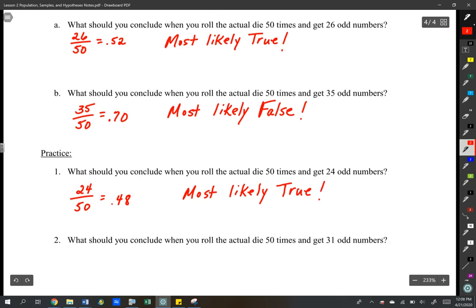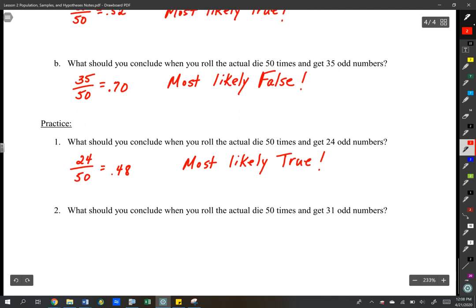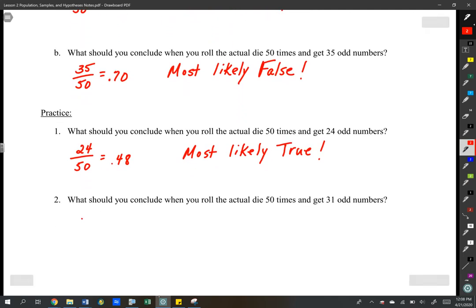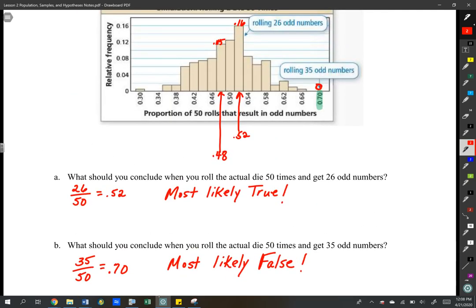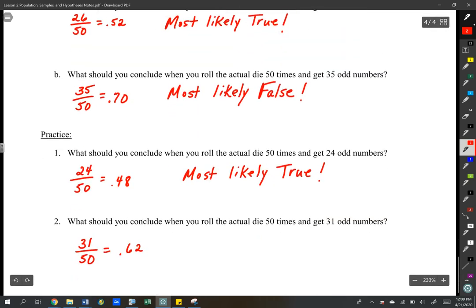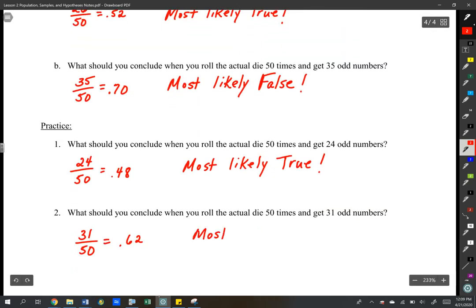And then the last one, what should we conclude when we roll the die 50 times and we get 31 odd numbers? Okay, 31 out of 50, that gives us 0.62. Let's find that on our chart. Right here is 0.62. That's just a little bit above 0.02 because this is 0.02 right here. So I would say this is about 0.025. And that's a very low frequency on our chart. So in this case, I would say most likely false.